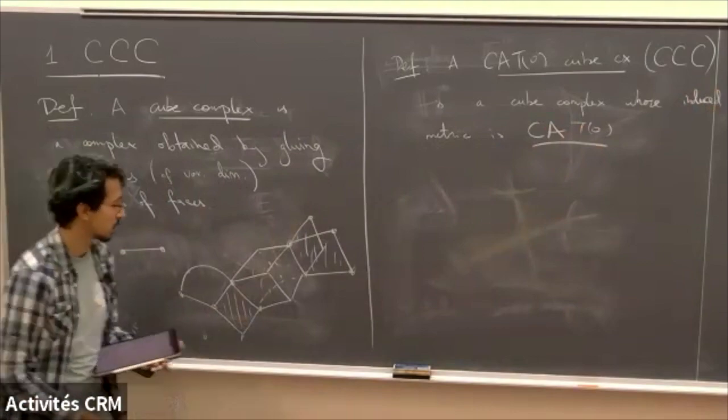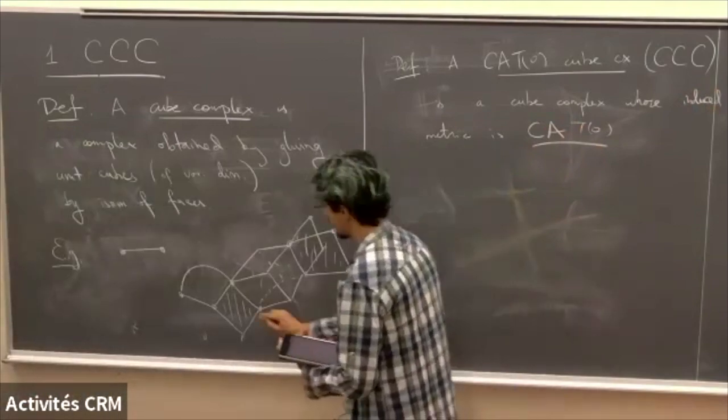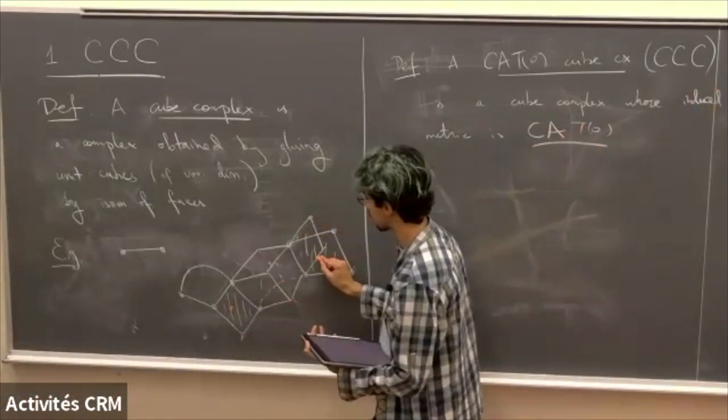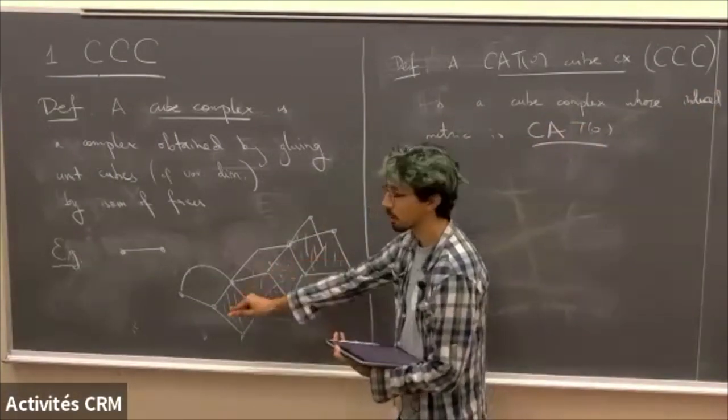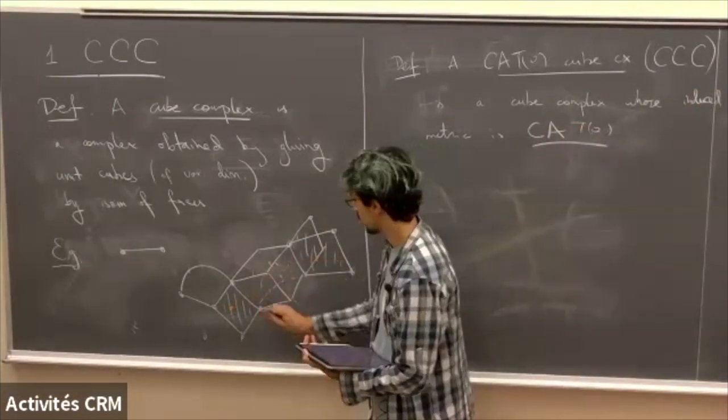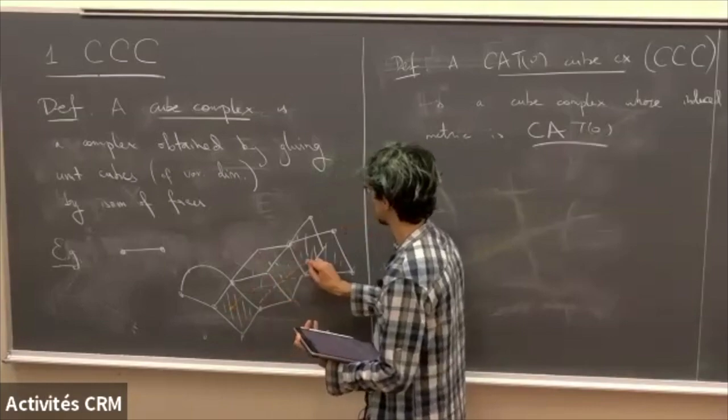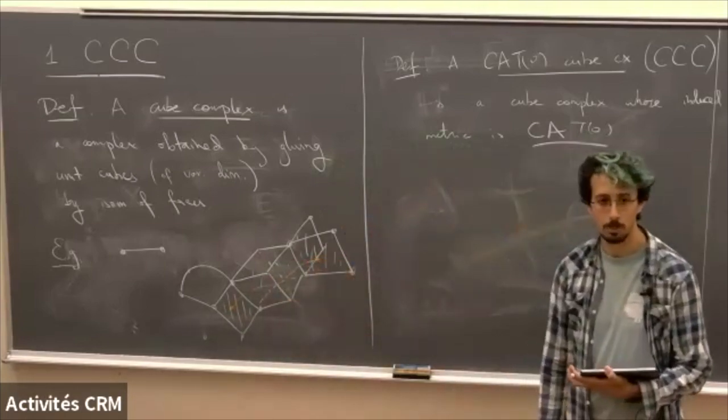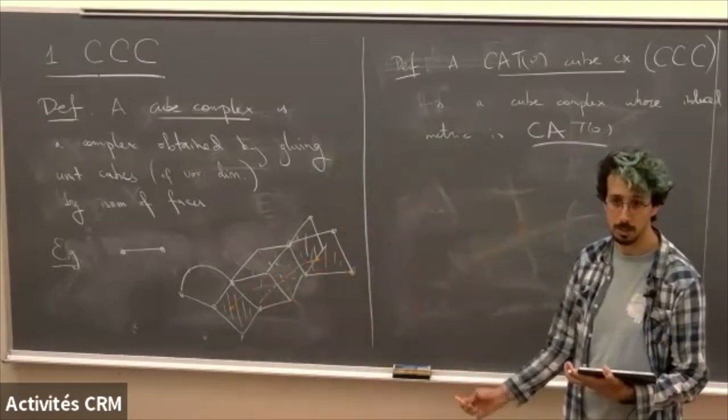So if I want to measure the distance between a point here and a point here, I just need to check all the possible paths I can do, or if you want jumps from one point to the other, and minimize this, right?